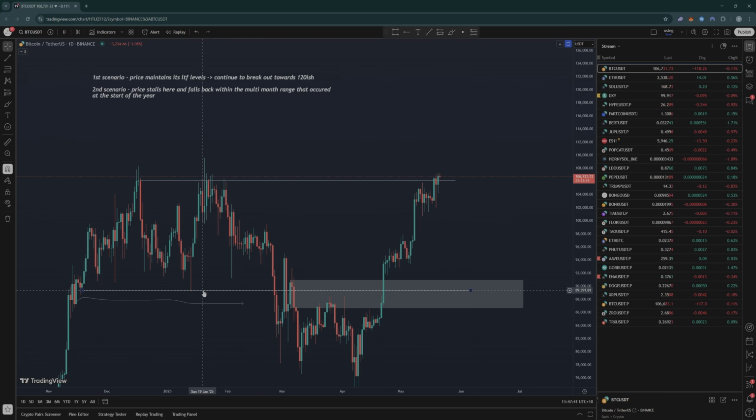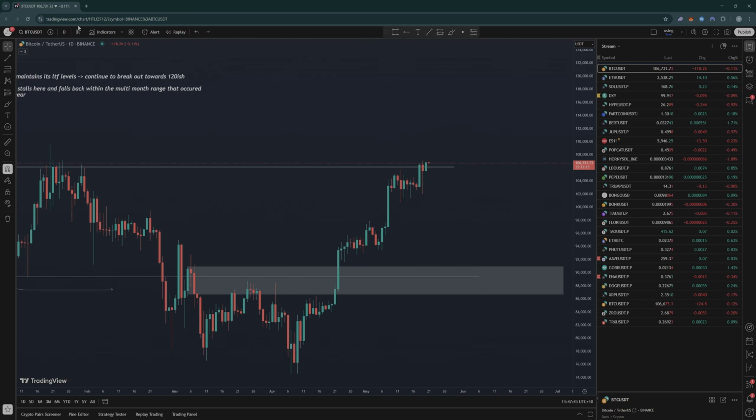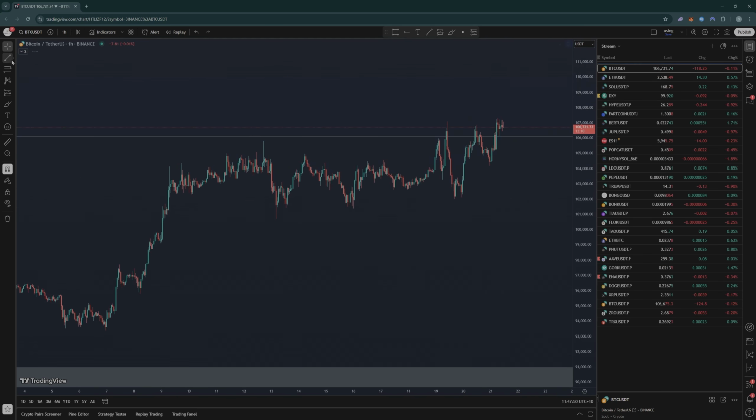So the first scenario, let's cover that because I guess that's the most interesting. Let's break this down a little bit. We have a sweep of all these lows here, and then breaking up above the high. Let's sweep those lows right there.